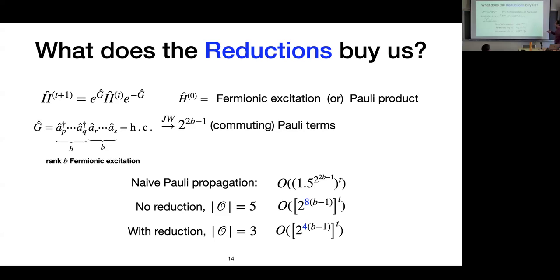So essentially, you see that it has a high power, and T here is the number of times you do the transformation. If there were no reductions, we see that there's this scaling. And with our reductions, we show that at most there is this particular scaling. So we get relatively nice scaling.